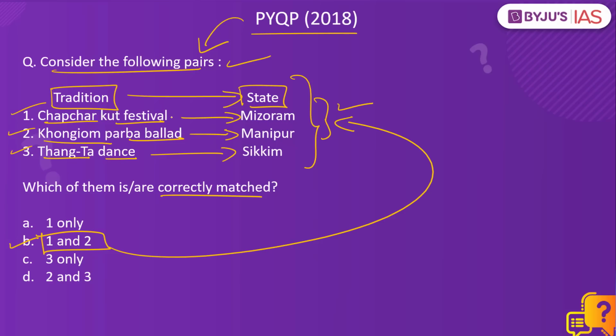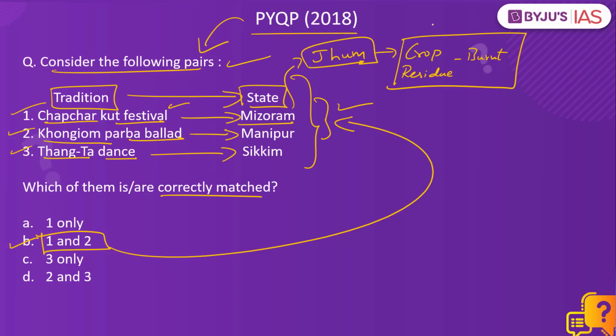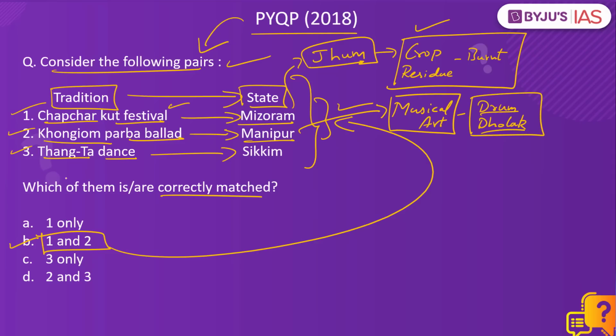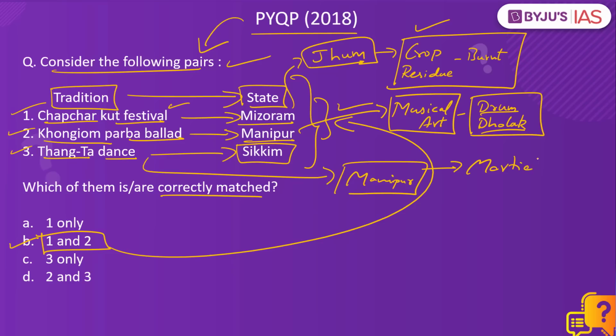See, the Chapchar Kut festival is a traditional festival celebrated in Mizoram to mark the Jum season and Jum cultivation, where the crop stubble is burnt to clear the fields for the next cropping season. Then the Kongyom Parba ballad is from Manipur, which is a traditional musical art form that makes use of the drums or the dholaks. But the Tangta dance is not from Sikkim. This is also from Manipur, and it is a traditional martial art based dance form. Hence, the third pair is incorrectly matched and option B is the right answer.